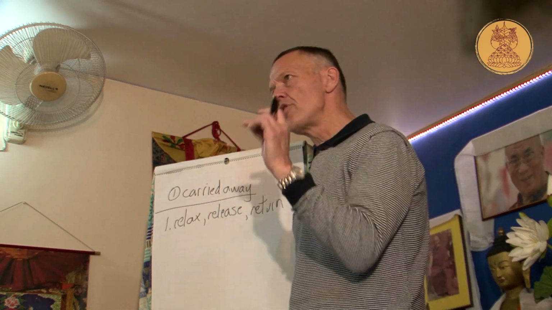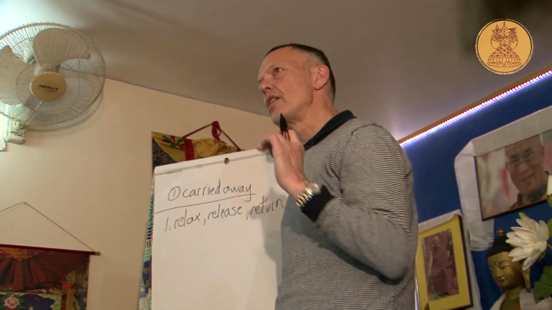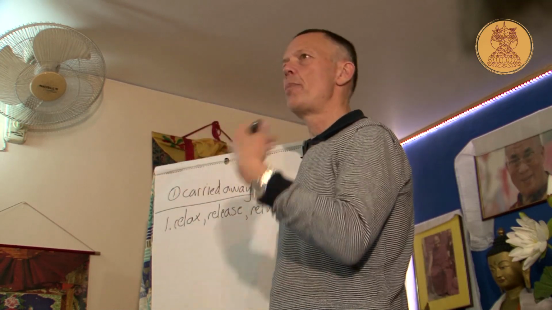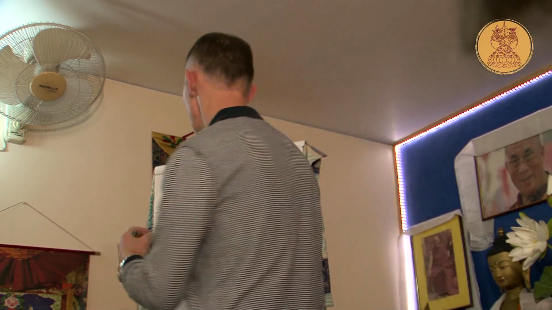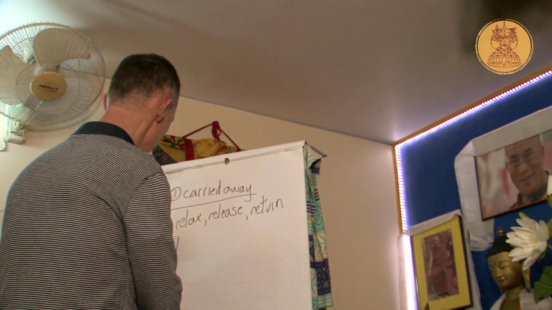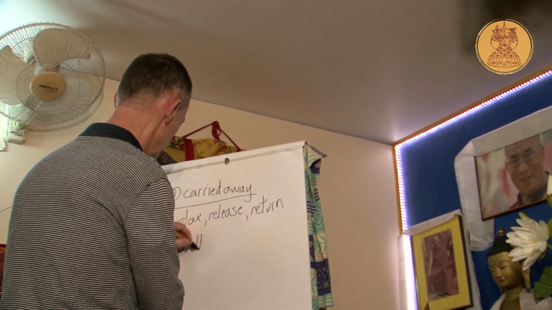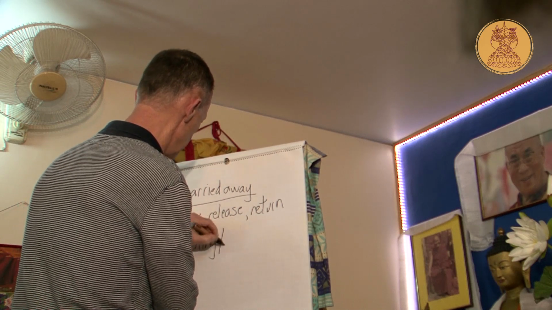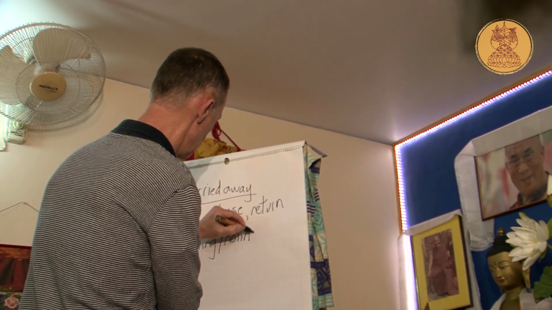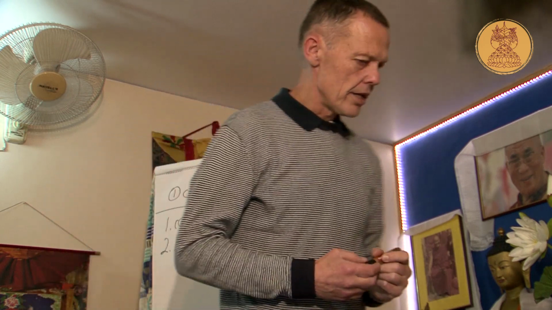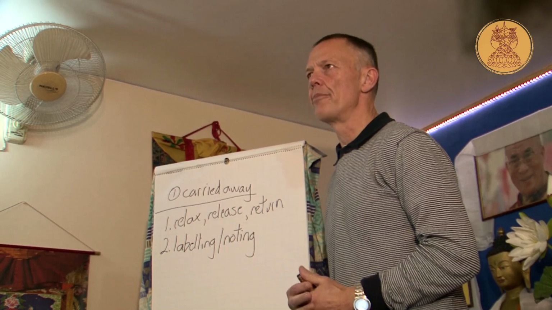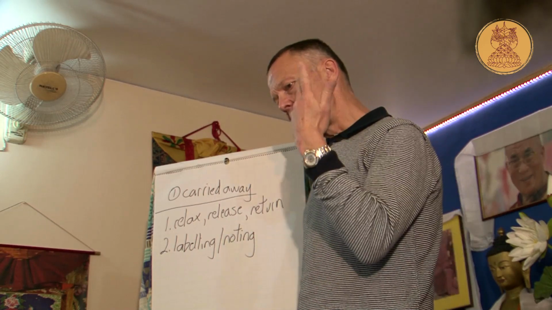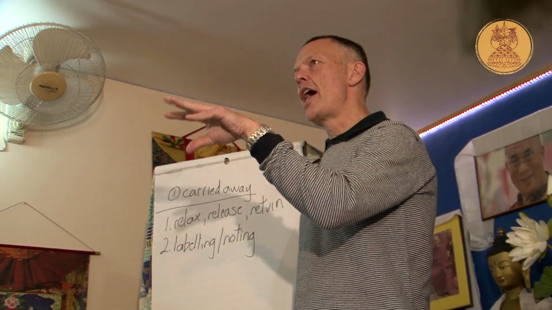But there are some temporary short-term strategies that we can introduce to help us to get into the practice. And one of those, a little bit like counting the breath, is what's called labeling or noting. So when some mental event arises, give it a name.